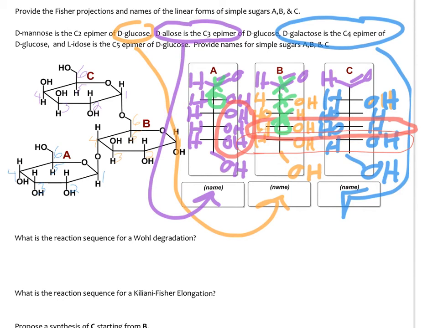And we're done. So it's just one Wohl degradation sequence. Remember, that's a 3-step sequence. For these kinds of questions, you don't have to write all 3 steps, however many times it takes. Just say 3 Wohl degradations, 3 Kiliani-Fisher, or in this case, just 1 Wohl degradation, and we're good to go.